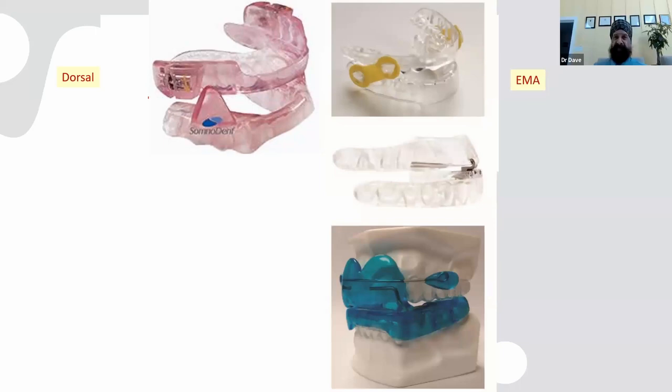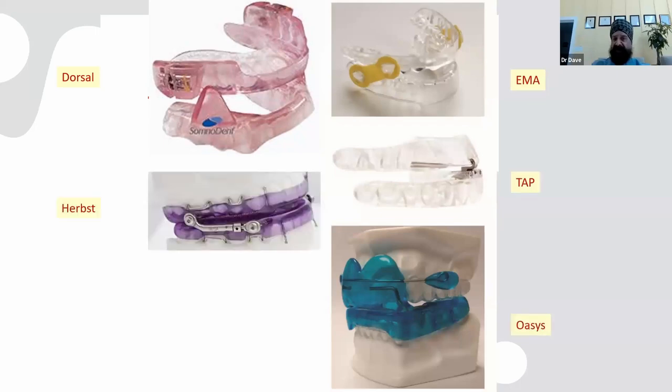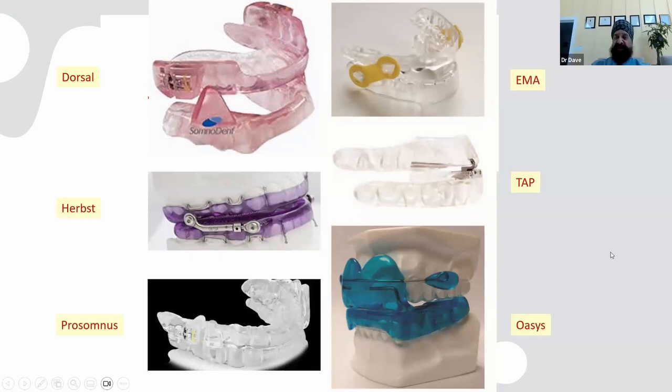It could be any of these devices. I have no particular interest or favorite one. Dorsal appliance, they've got the EMA appliance, you've got the TAP appliance, you've got the Oasis appliance. The Herbst appliance here has got a hinge mechanism. The Herbst appliance has been used in orthodontics historically for a long time, specifically in children where the mandible is recessed and they want the mandible to grow forwards into a nice position. And this type of hinge mechanism is Medicare approved for adults with sleep apnea. And then, the ProSomnus here with a screw-based mechanism to advance the mandible to a very specific position.